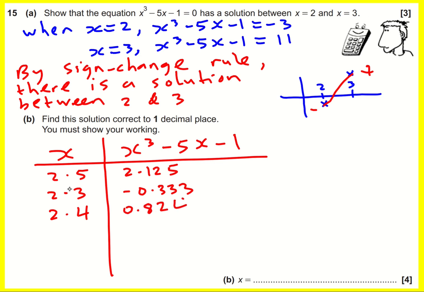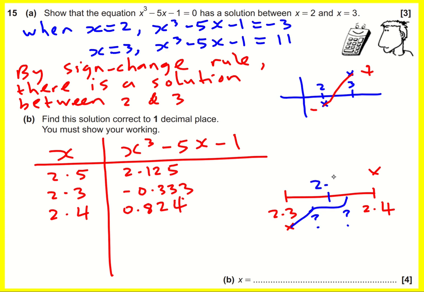Okay, so now I know there's a sign change between 2.3 and 2.4. So essentially what I've shown is that at 2.3 I've got a negative, at 2.4 I've got a positive, so somewhere it's going to cross over. Now, does it cross over nearer to 2.3 or nearer to 2.4? That's what we don't know. And we can't just say, hey, this one's closer to 0 than this one, so it's got to be 2.3. We need to be a bit more scientific.